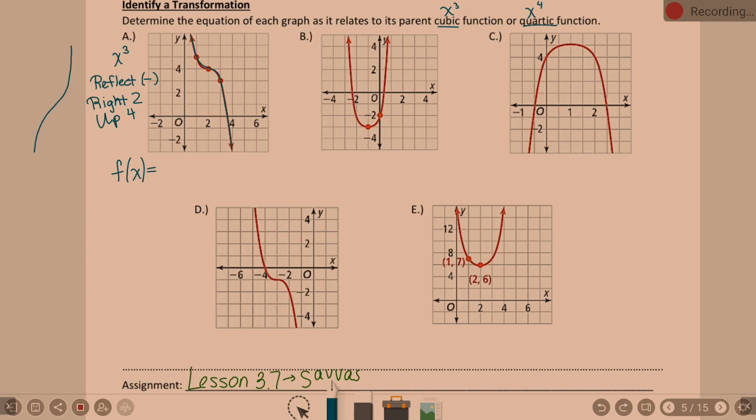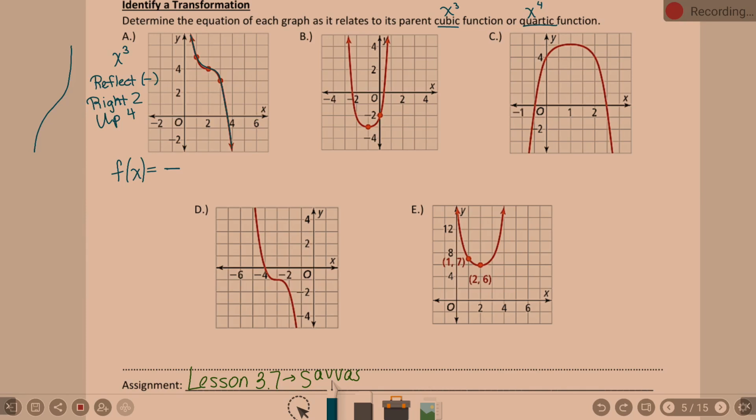Something like that, yeah. So, what did you say there has to be? It's a reflection, so there's a negative. Okay? Now, I'm going to put that negative out front. But, what else is being done to x? Because there's that negative out front, but then to go right 2.